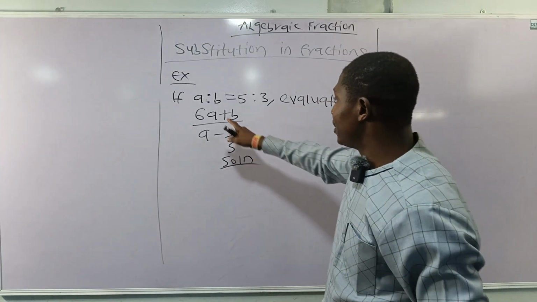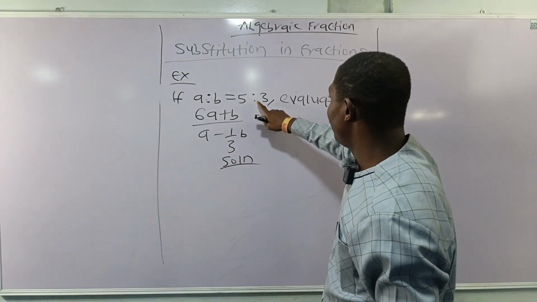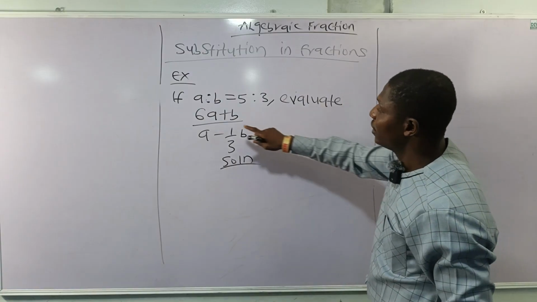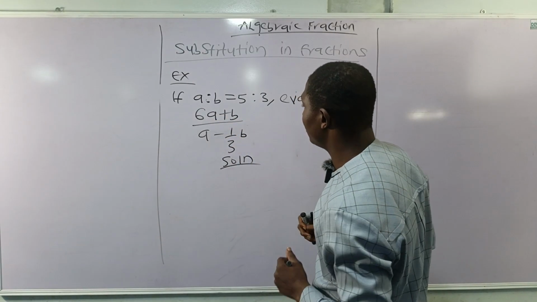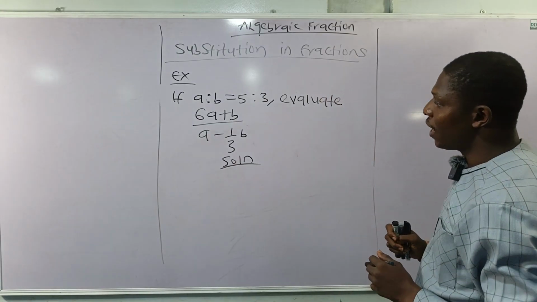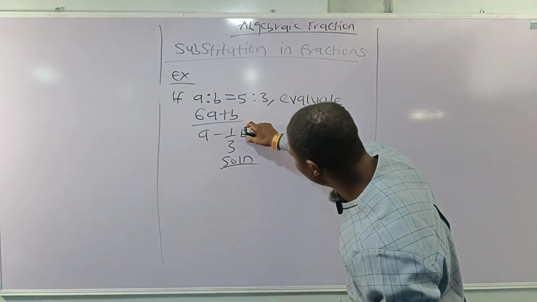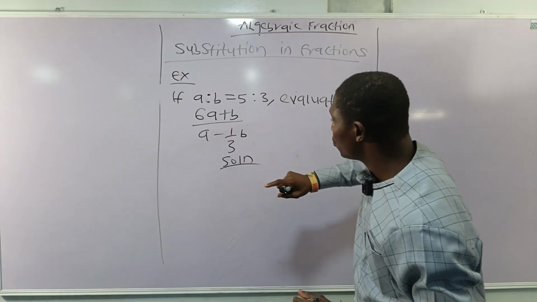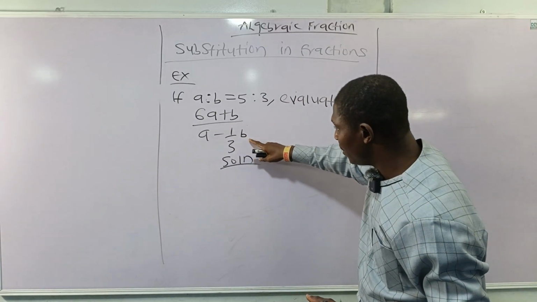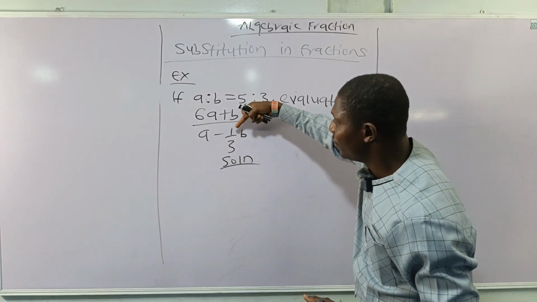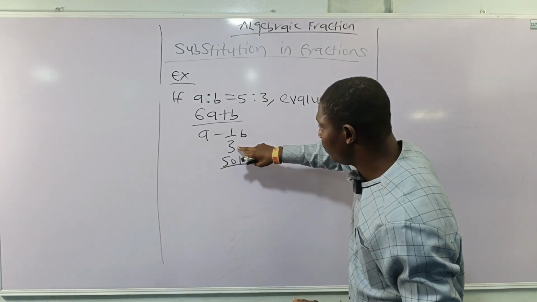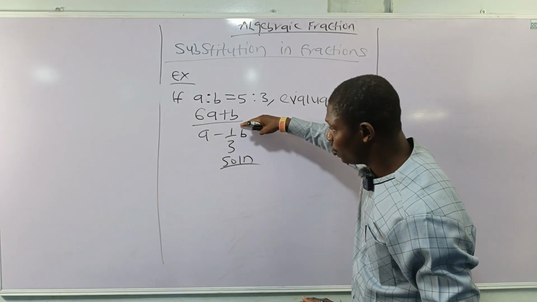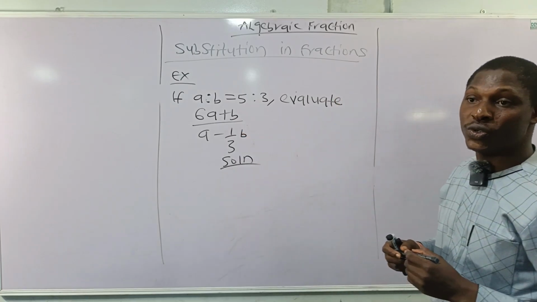Our next example is a ratio b equals 5 ratio 3. So we shall evaluate 6a plus b all over a minus 1 over 3b. But we must take note, our b here is at the middle of this division sign. So therefore this 1 over 3 b, which is 1/3 b, can be written as b all over 3. Don't by mistake say it is 1 all over 3b. The b cannot be at the bottom, it must be at the top. That's the common error students make.